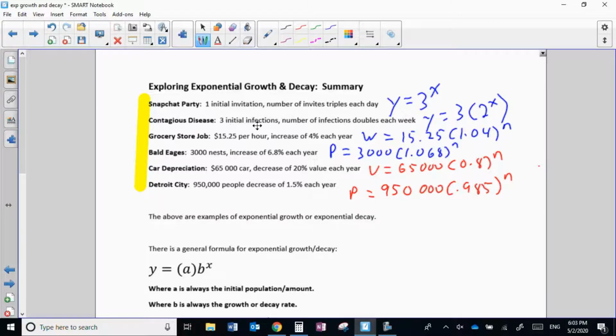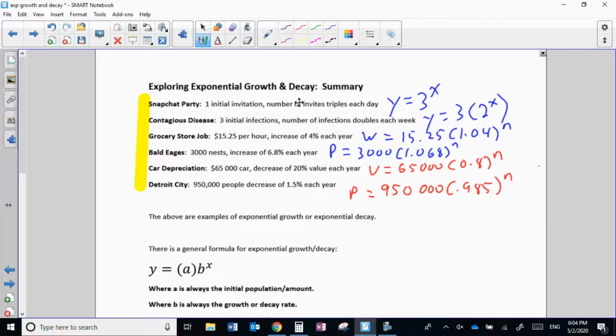Contagious disease, 3 initial infections, number of infections doubles each week, 3 times 2 to the power of x. Grocery store job, $15.25 an hour, increase of 4%, 15.25 times 1.04 to the power of n. In each case, it's actually possible to see the relationship between the equation and the information given to you. All I'm really giving you in each case is an initial amount and then what I call a growth or decay rate.